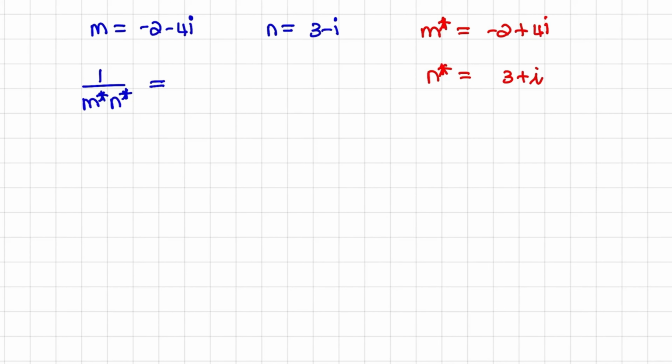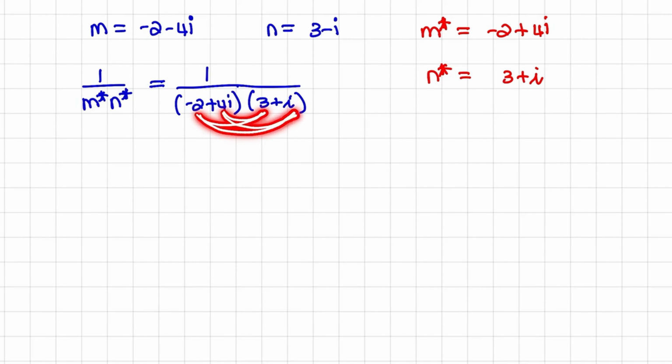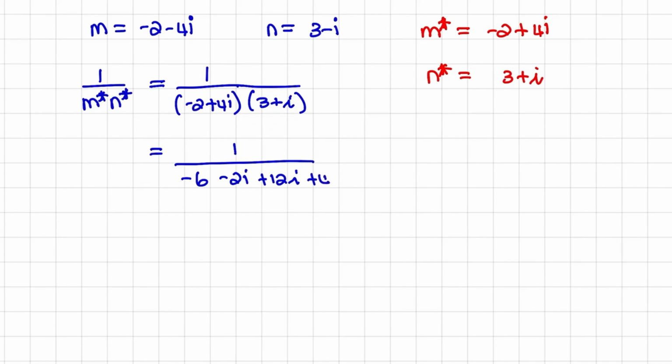So if I rewrite this fraction, I have 1 over negative 2 plus 4i times 3 plus i in my denominator. And as in the previous video, we can expand brackets or parentheses as we would do normally in algebra. So when I expand, I have 1 over negative 2 times 3, which is negative 6. Then negative 2 times i, which is negative 2i, plus 4i times 3, which is plus 12i. And then plus 4i times i, which is plus 4i squared.